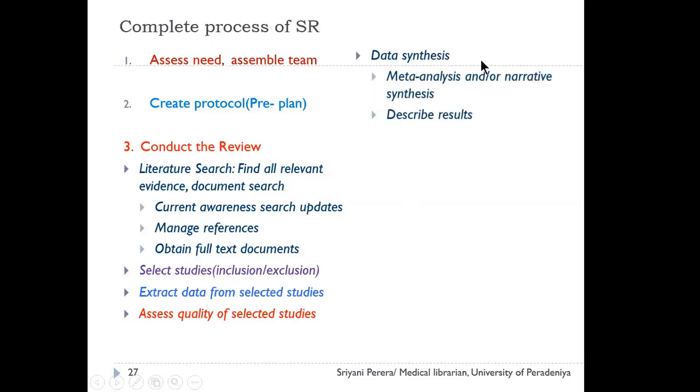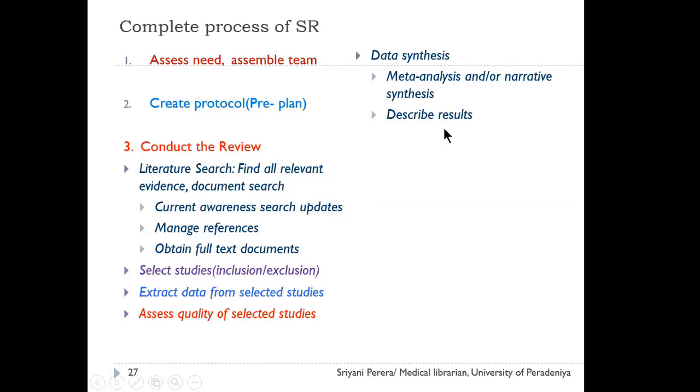It can be a meta-analysis, because if the articles have findings with statistical data, then you'll have to do a meta-analysis. When those are not statistical data but descriptive data, then you can do a narrative synthesis. So it depends on the types of articles you are including in the review. You have to select whether it will be a meta-analysis or a narrative synthesis. And then after doing the synthesis, describe results.